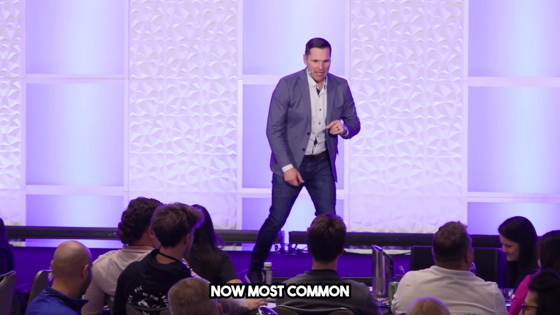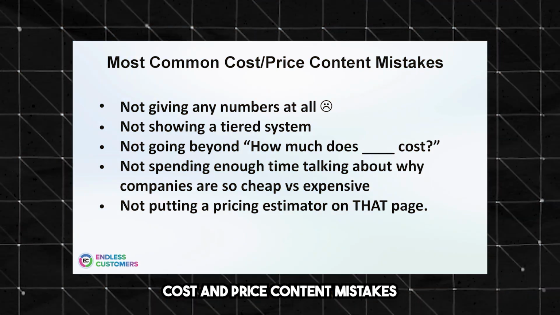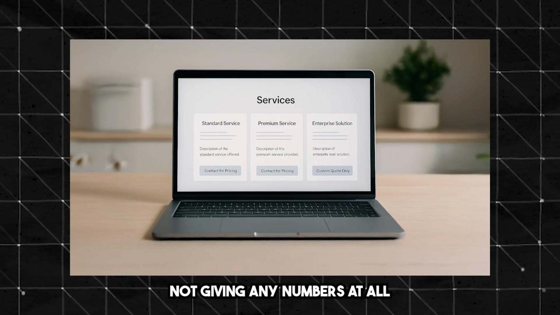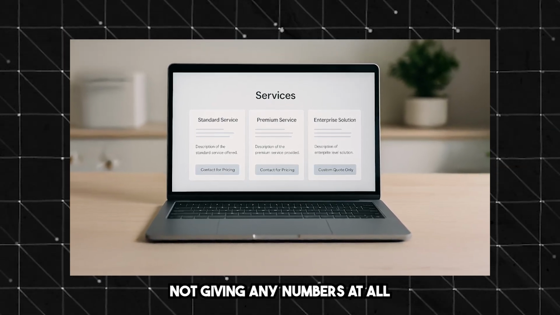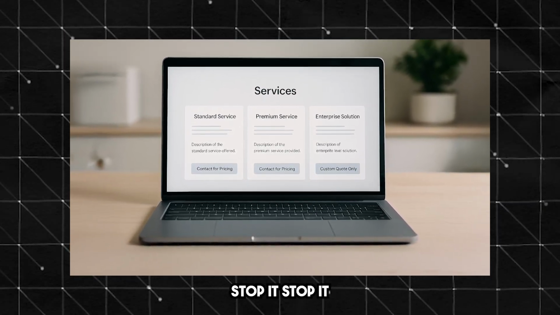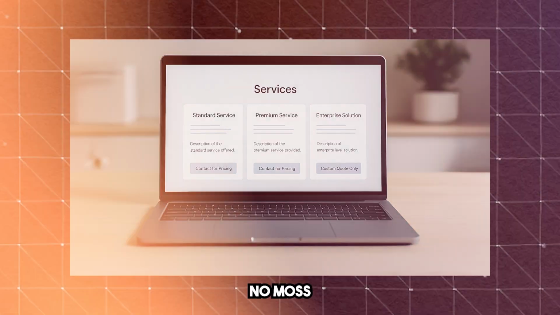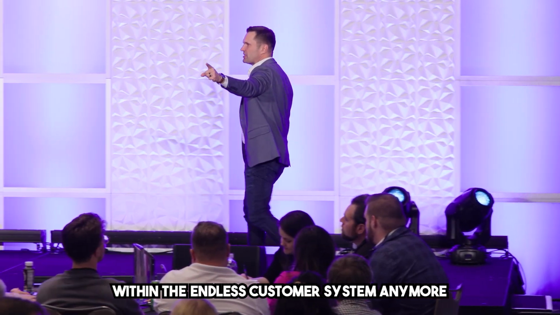Now, most common cost and price content mistakes. You already heard me say it. Not giving any numbers at all. Walking around it. Stop it. Stop it. No mas. Not allowed within the endless customer system anymore.